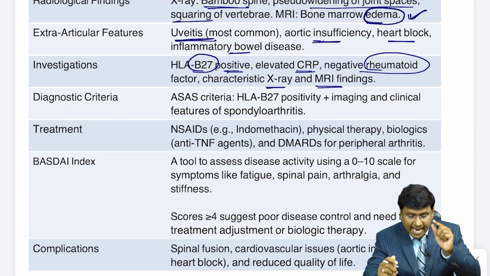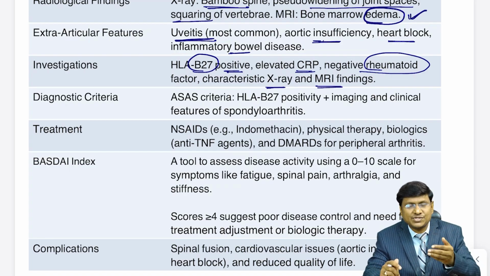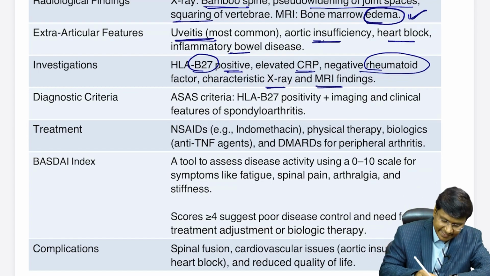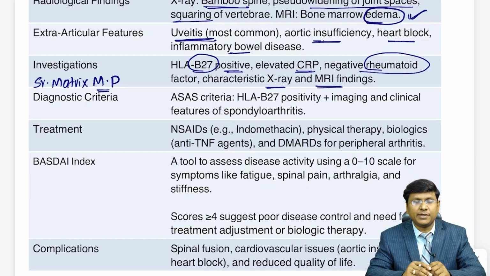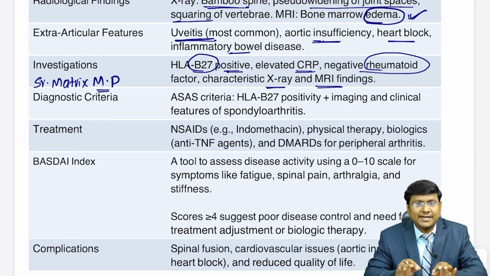Now, what is that which will demonstrate the severity of ankylosing spondylitis? That is serum matrix metalloproteinase. So this is the one which will tell you about the severity of ankylosing spondylitis.